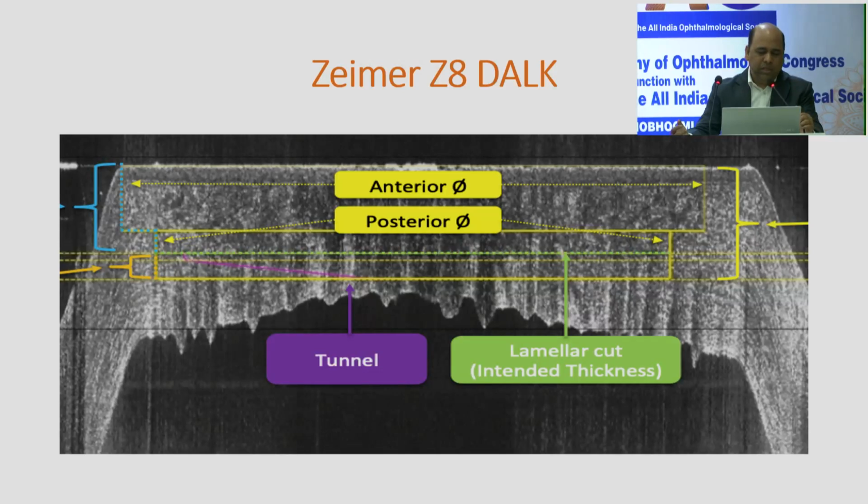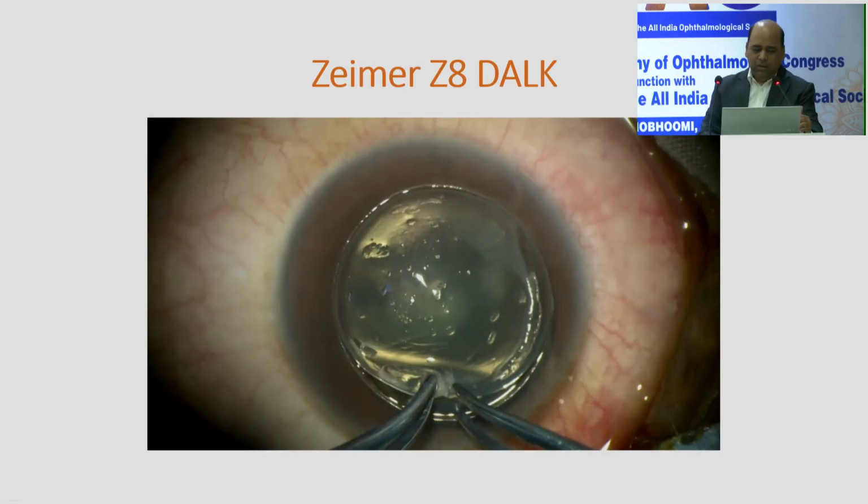In DALK, the main challenge is to get a big bubble, because you're not sure whether you will get a big bubble or not. This software has an intraoperative OCT also. So you can take a picture of the OCT during the surgery and create a tunnel in the posterior stroma, depending on the thickness. Like we have removed 350 micron of the cornea, and then from the remaining cornea, you can create a tunnel and go up to 30 micron. Once the tunnel is created, the surety of getting a big bubble is very high. So just see this video.